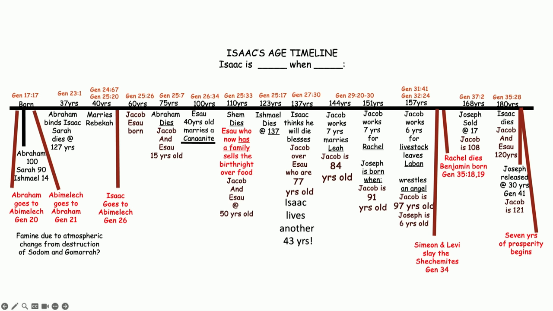You're going to see Esau is 40 years old when he marries a Canaanite. But here, Shem dies. So Isaac is 110 when Shem dies. And you're going to find that Esau has a family. He's been married, and yet he's willing to sell his birthright over food. Jacob and Esau were 50 years old when he sold the birthright. Most people don't realize that. He was 50 years old, and he had a family. Jacob has no family, and he sees the importance of the birthright. We'll go on in a minute.